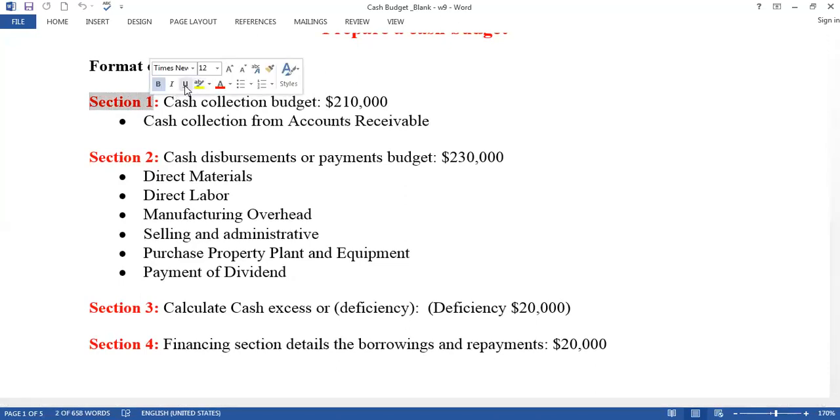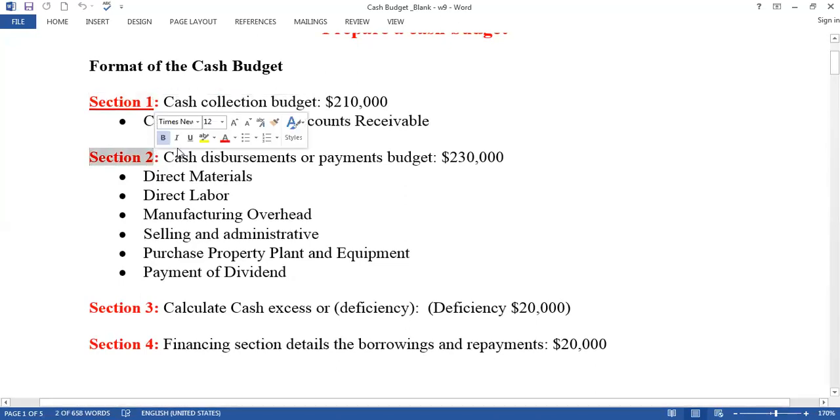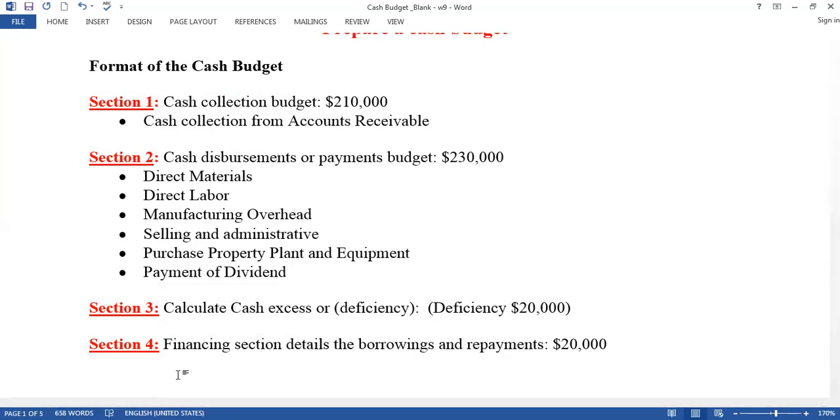Section 1, Section 2, Section 3, and Section 4. So we'll go step by step through every section. Whenever you solve this question, my suggestion is also to go step by step so that you can easily solve the question without any mistake.